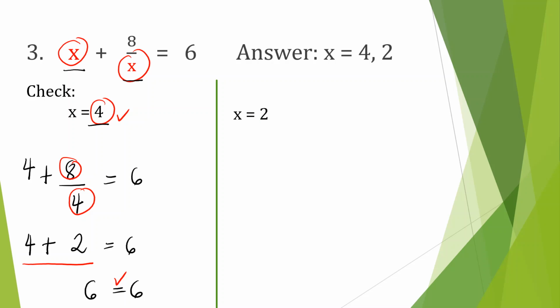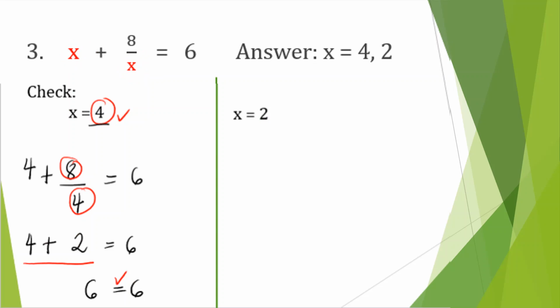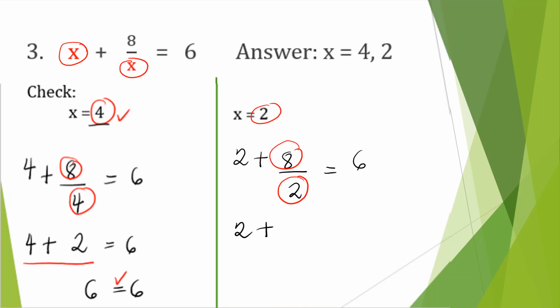Let's proceed to 2. Let us now substitute x with 2. So the equation will become 2 plus 8 over 2 is equal to 6. So we have 2 plus 8 divided by 2 is 4, so 2 plus 4 is 6, which is equal to 6. Since they are equal, 2 is also a solution to the equation. So we have x is equal to 4 and 2.